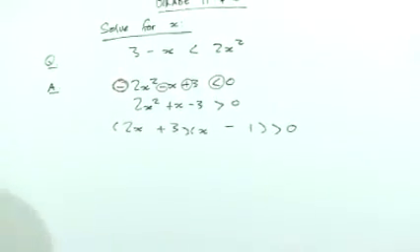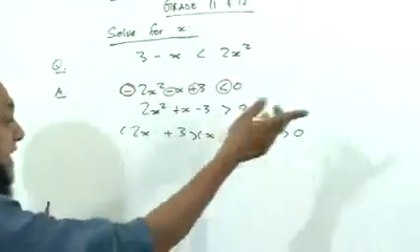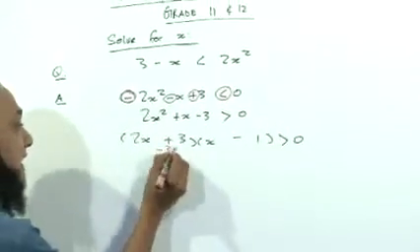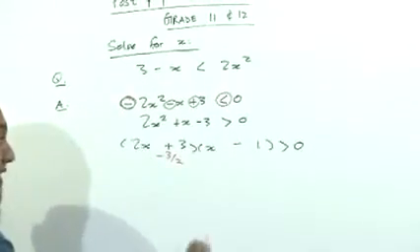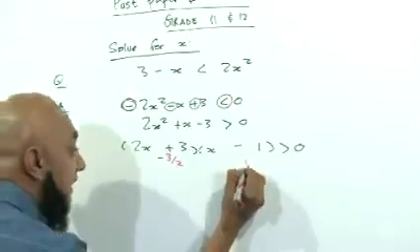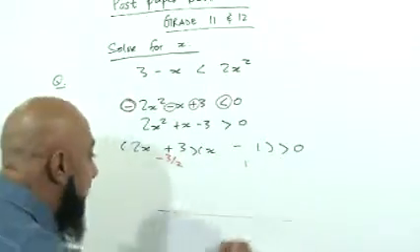What are my two critical values? 2x plus 3 equals 0, 2x will equal minus 3, x will equal minus 3 over 2. That's my first critical value. You equate it to 0 and solve for x. x minus 1 equals 0, x is equal to 1. We go to our system.